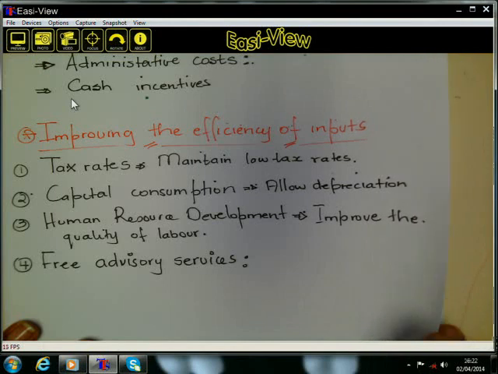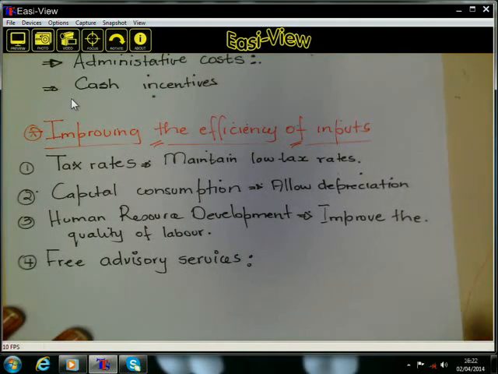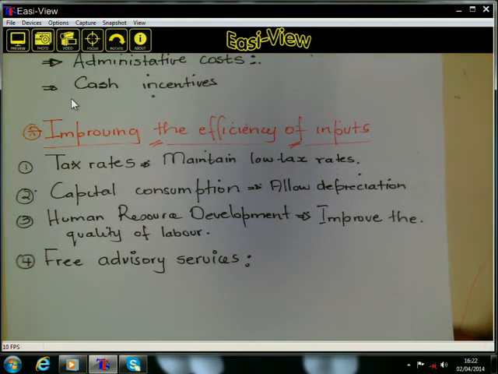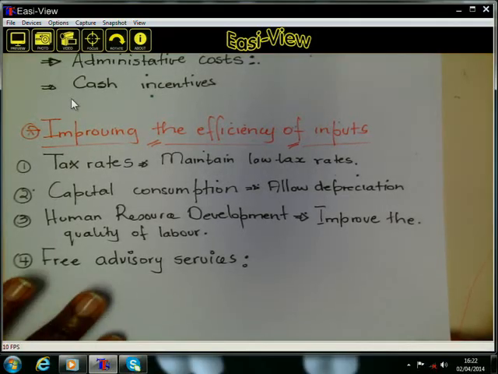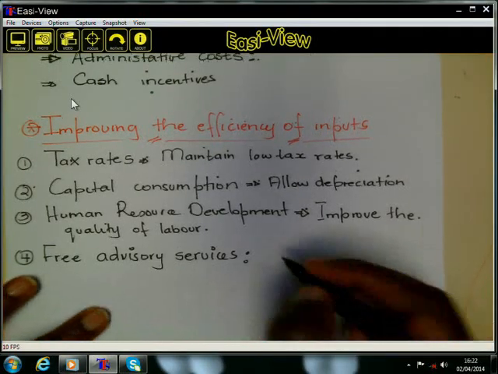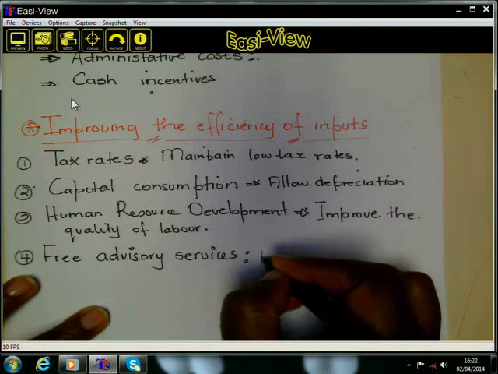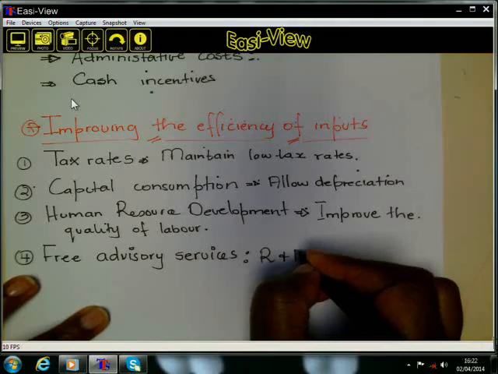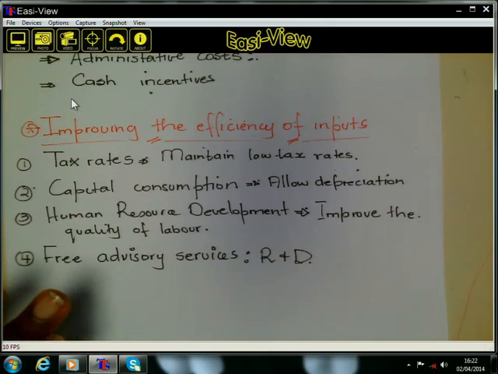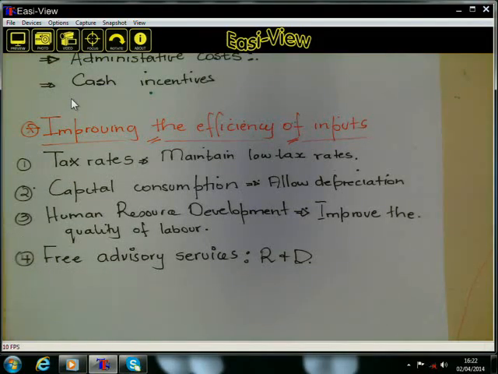And they must help with research and development so that when you start a new business, you don't have to start from scratch and use too much money. So if there are free advisory services, people will be happy as well. Like for example, we look at research and development. They must do R&D so that people already know what is in the market, which goods are acceptable, which goods are not going to be acceptable.